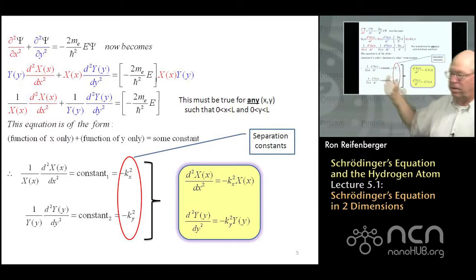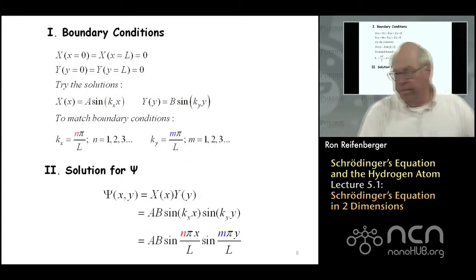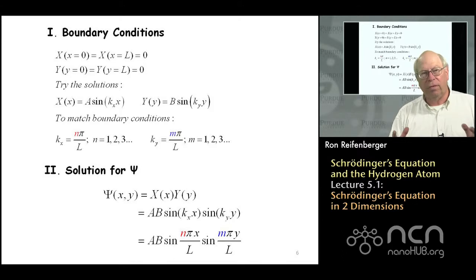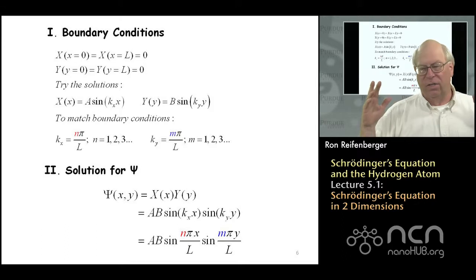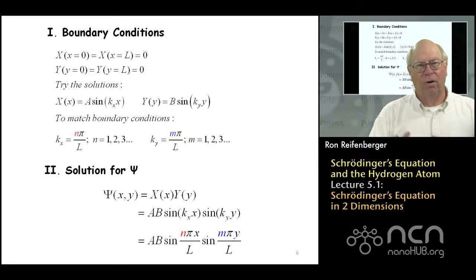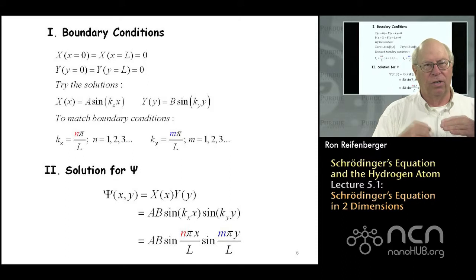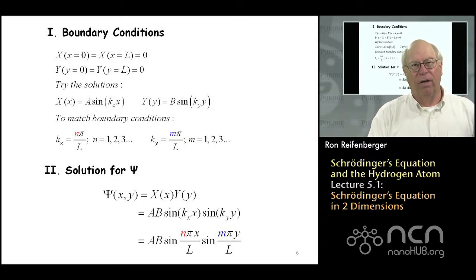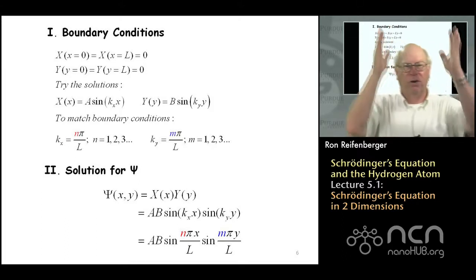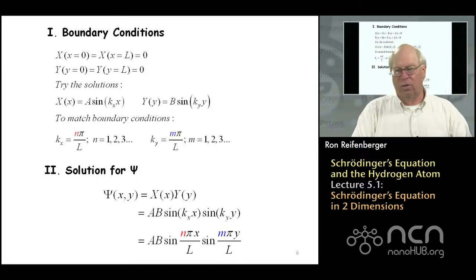So there are various things we have to deal with if we try to find solutions for these two differential equations. One issue is the boundary conditions. The boundary conditions insist that the wave function has to go to 0 when x is equal to 0 and when x is equal to capital L. Likewise, the wave function has to go to 0 when y is equal to 0 and y is equal to capital L. This is because the potential barrier is infinitely high at those two limits.